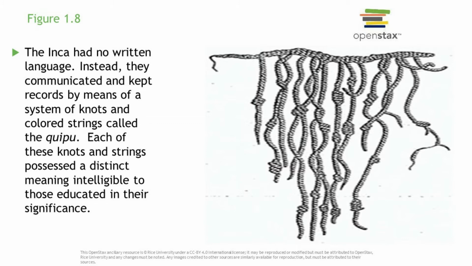So we have a string or a rope, and coming off of that you have different links, and knots are placed at different heights. And this is their way of communicating. This is their way of recording history. This is their way of recording debts, recording money owed.